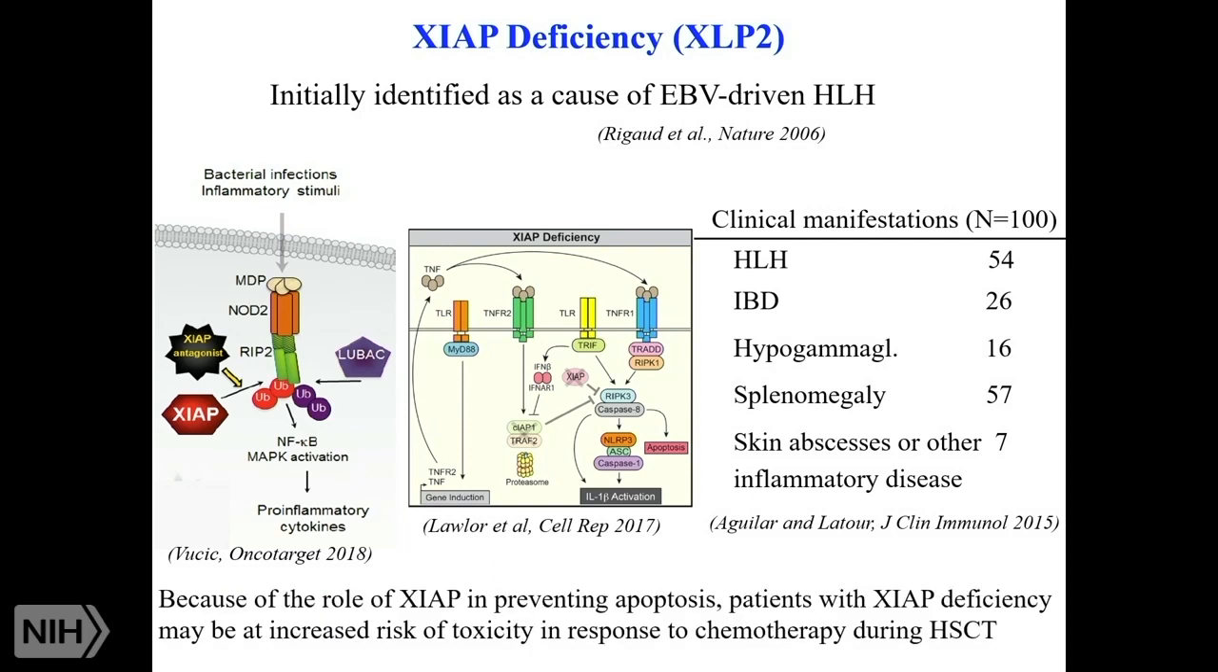Because of the role of XIAP in preventing apoptosis, because it's an inhibitor of apoptosis, one has to be careful about the toxicity that some chemotherapy regimens may induce, because chemotherapy, of course, induces apoptosis. And so if you're inhibiting apoptosis, you might actually create toxicity to the system, to the organism. And so that might result in an increased rate of adverse events following bone marrow transplantation.